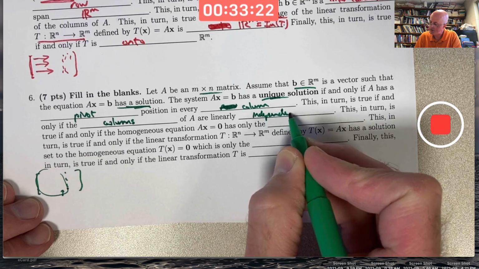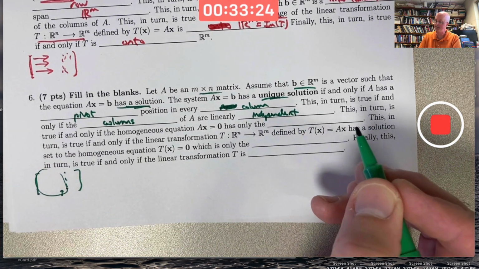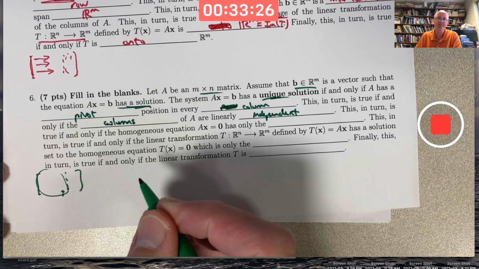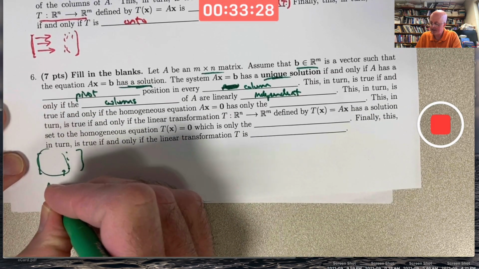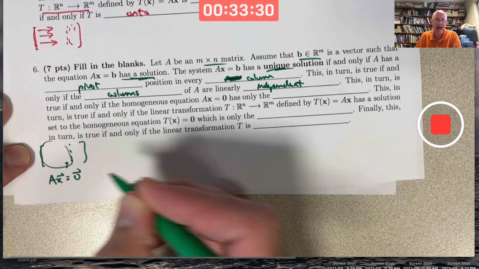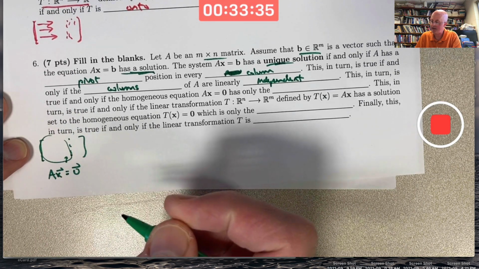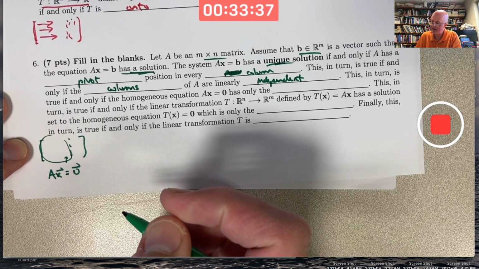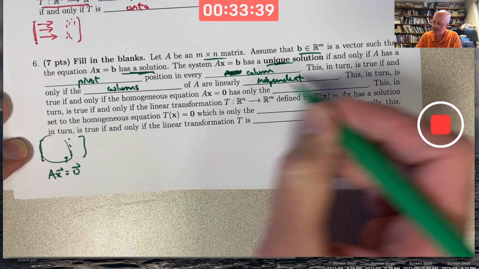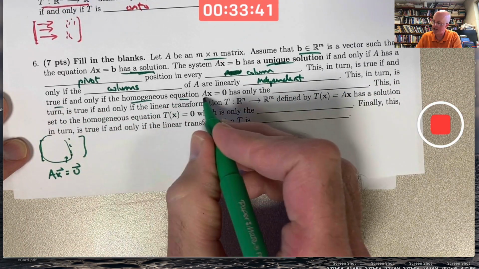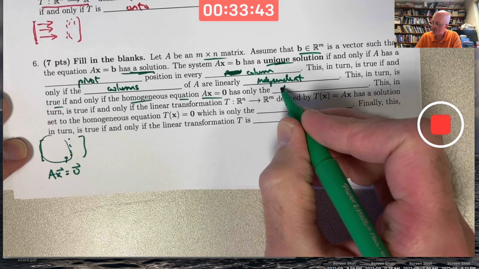And again, for my differential equations and linear algebra class, we haven't talked about that yet. Linear independence essentially means the homogeneous equation has only the trivial solution. Ax equals 0 has only the trivial solution. That's what linear independence means. And that's actually described in the next sentence. This is true if and only if the homogeneous equation Ax equals 0 has only the trivial solution.